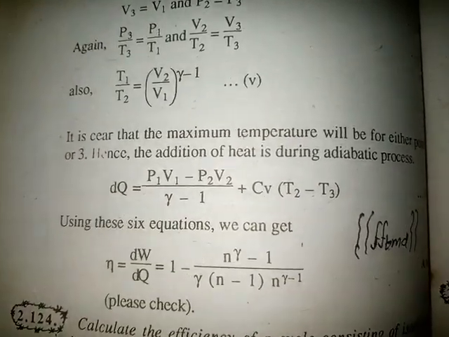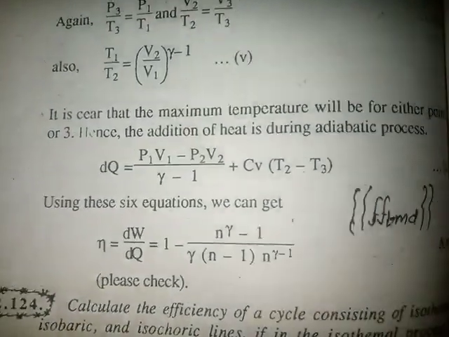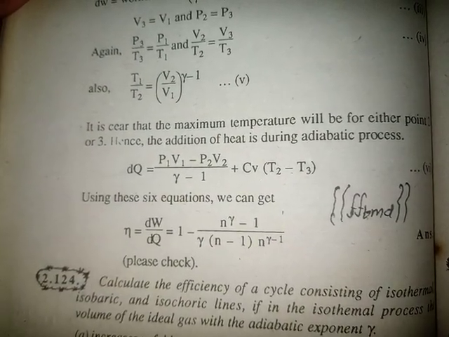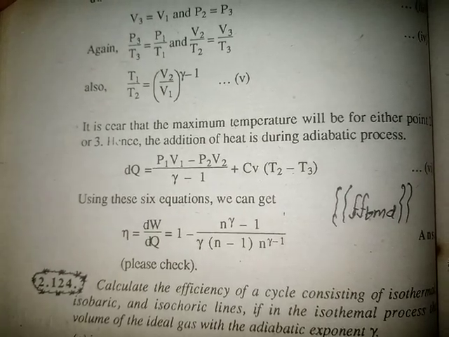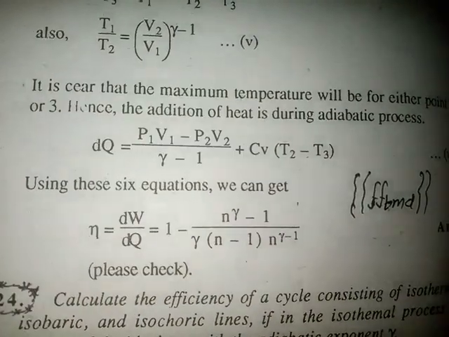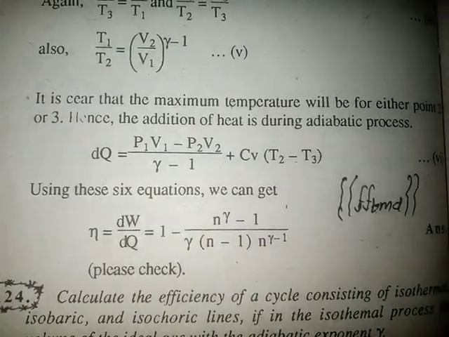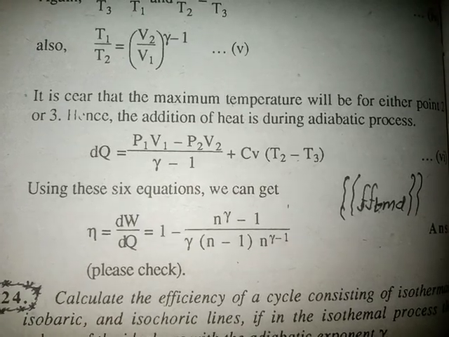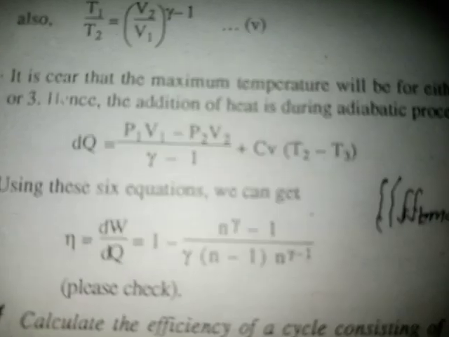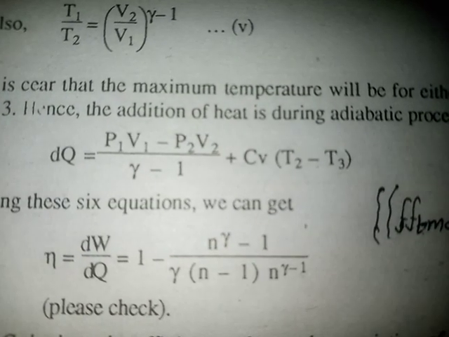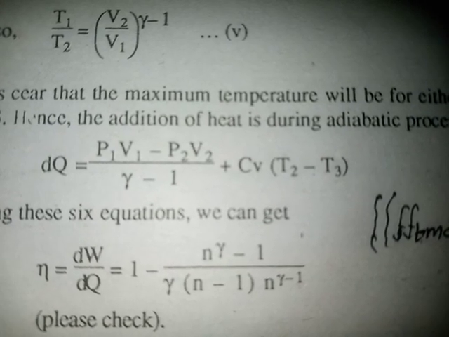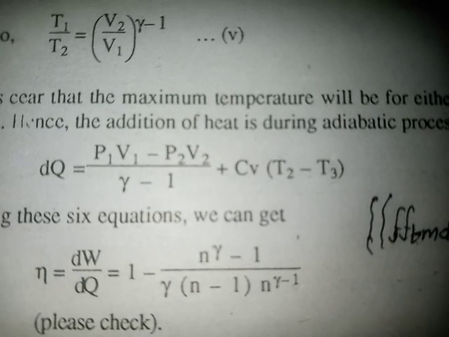Equation 5. It is clear that the maximum temperature will be at either point 4 or 3. Hence the addition of heat is during the adiabatic process. dQ equals (P1 V1 minus P2 V2 to the power gamma) divided by (gamma minus 1) plus Cv into (T2 minus T3). Using these six equations, we get dW by dQ equals 1 minus n to the power gamma minus 1 divided by gamma into (n minus 1) into n to the power gamma minus 1.